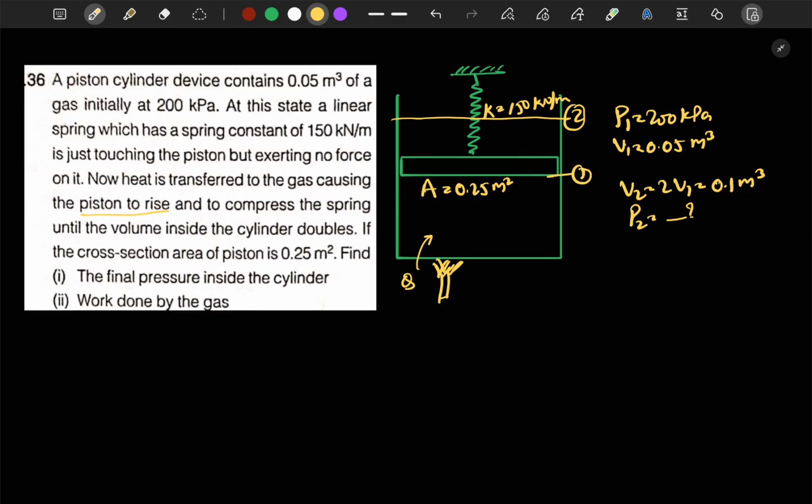Okay, so how can we do it? So let's first find this length. Let's say this length is L1. V1 is equal to A times L1, and we can find from here L1 is equal to 0.05 divided by 0.25. L1 is equal to 0.2 meter.